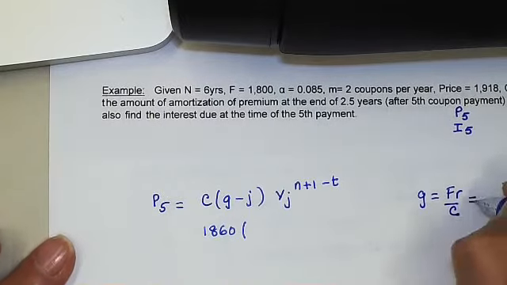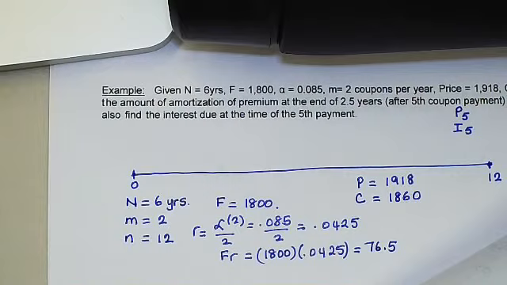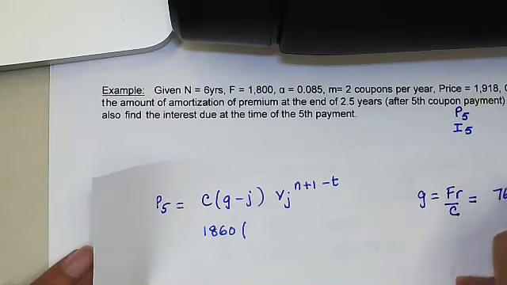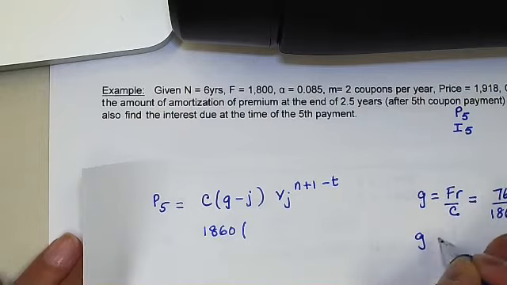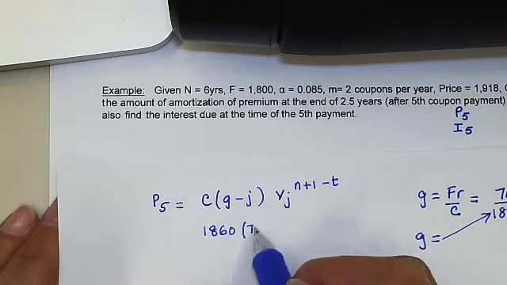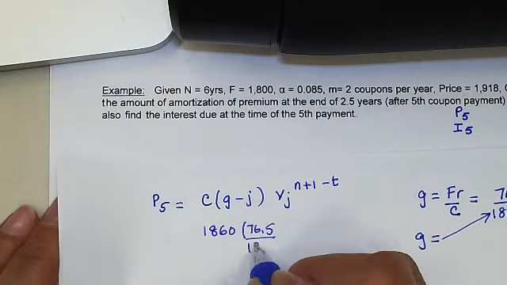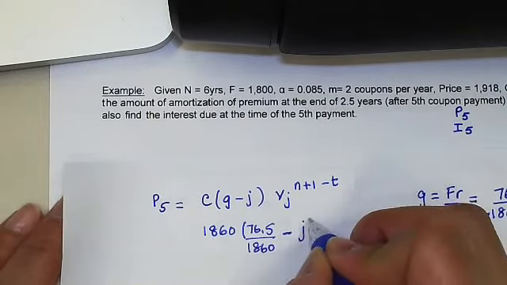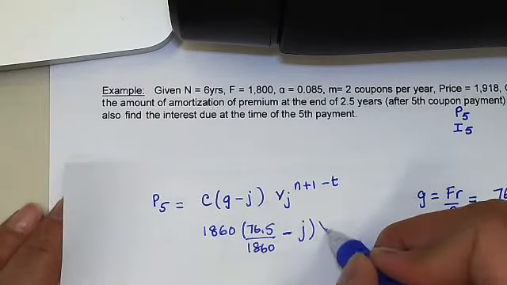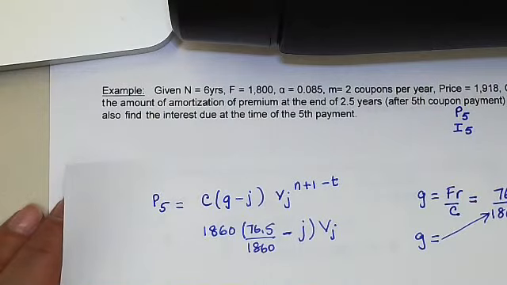How should I find G? FR over C. Right. G equals FR over C, which is, what's F and R? 76.5 over C, 1860. So G turns out to be just that. I can find that easily. I'm just going to put that here, 76.5 over 1860 minus J.